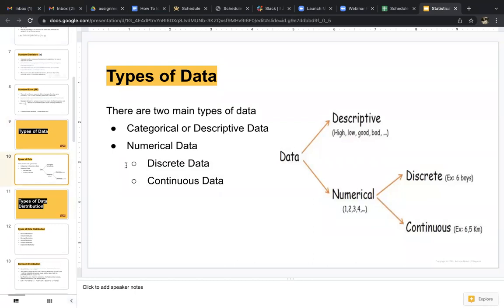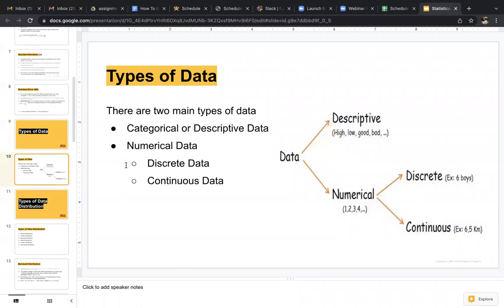Now, what is categorical data? Categorical or descriptive data, as the name suggests, is data wherein the data set is defined by a summary, a description. And then what is numerical data? In numerical data, you'll again have two parts. One is discrete and one is continuous.